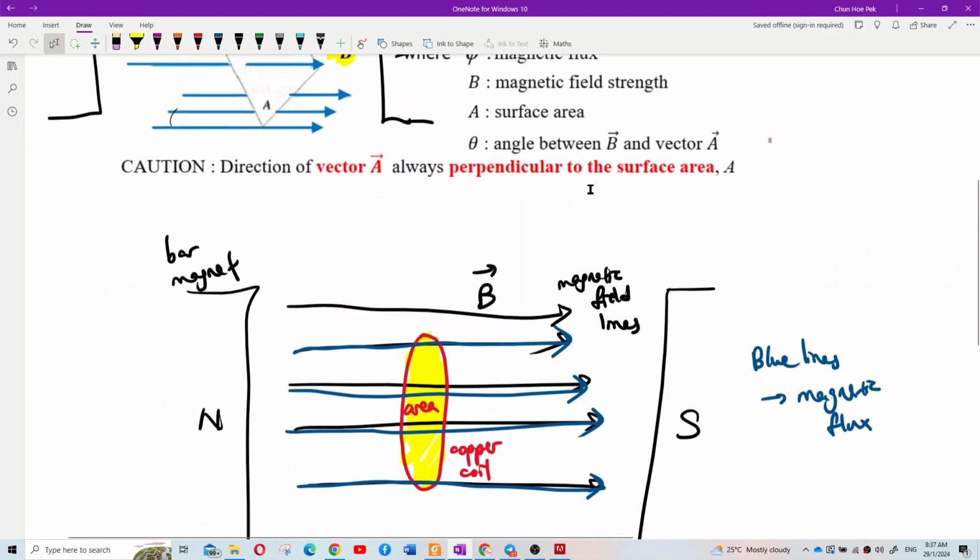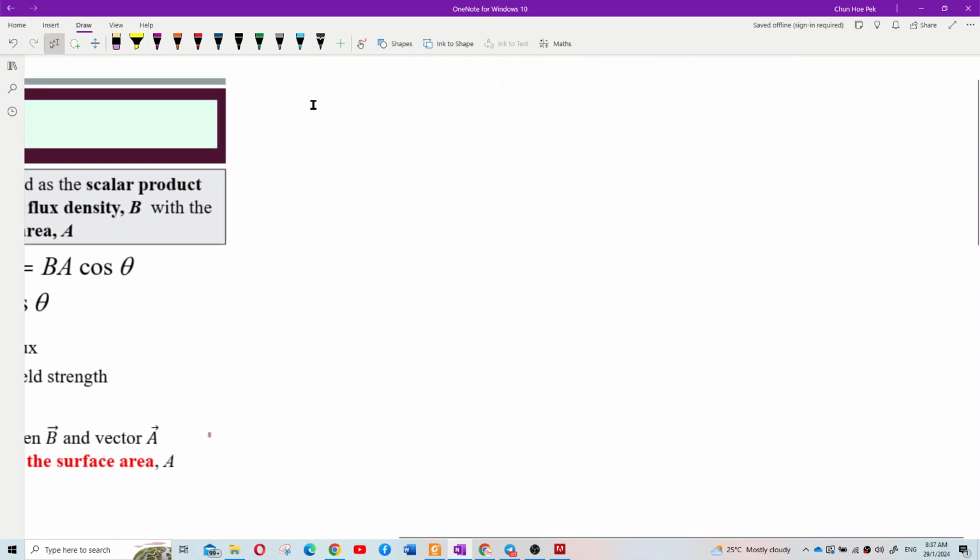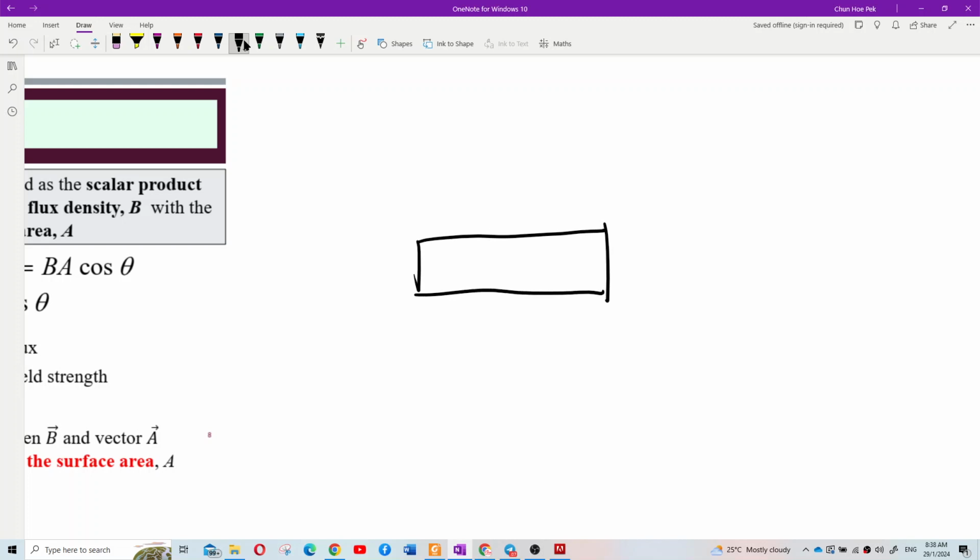Another thing I want to say, class, is about this bar magnet. We know a bar magnet has a north and south pole, right, class?